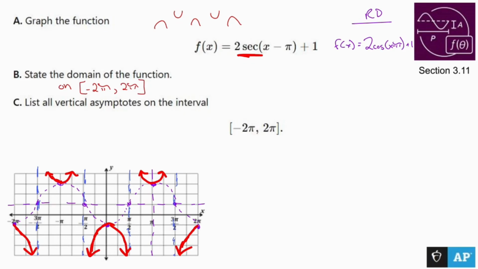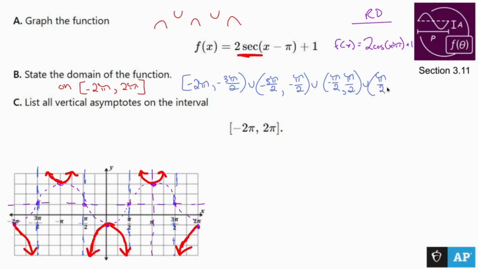So if we're only focusing on just this section right here, wherever the red touches is my domain. So it starts out at negative 2 pi and then hits a vertical asymptote at negative 3 pi over 2, not including. Union. Starts back up at negative 3 pi over 2, not including, and goes all the way to negative pi over 2, not including. Union. Picks back up at the same exact spot. Goes all the way to pi over 2, not including. Union. Picks back up at the same spot, pi over 2.